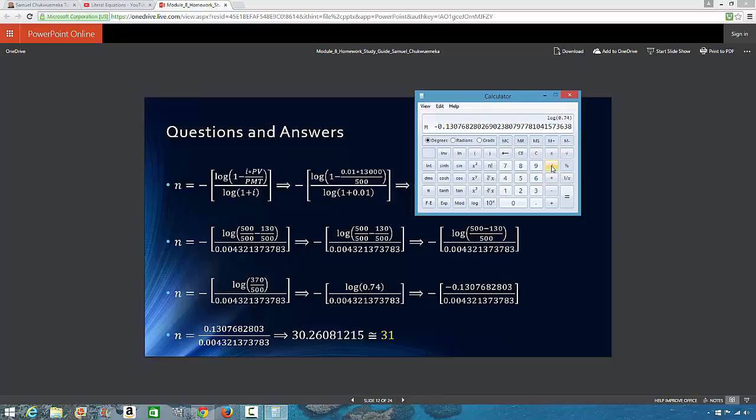Then you now do divided by recall the memory equal to, okay, and then you multiply by -1 times -1, and you press this -1. So it gives you this, approximately 31. Some of you will ask me, this is 30.26081215. Why did you do it to 31?